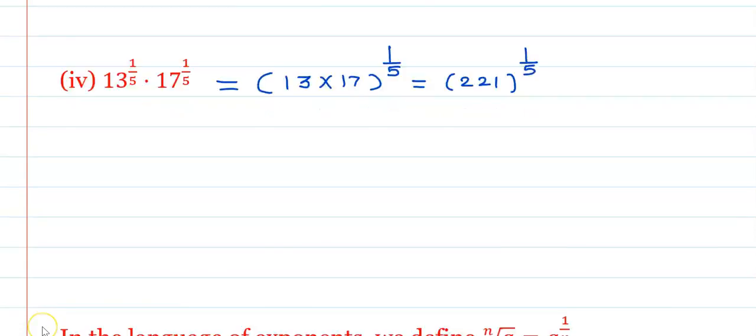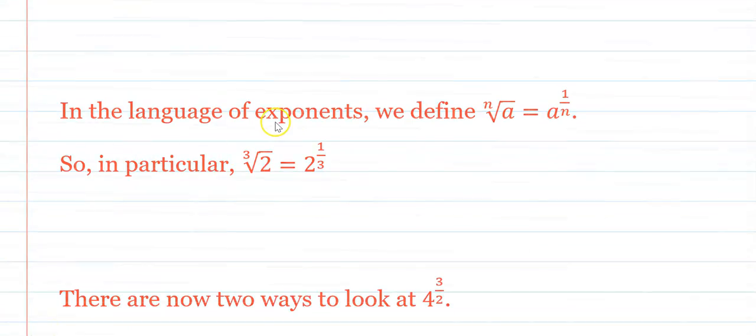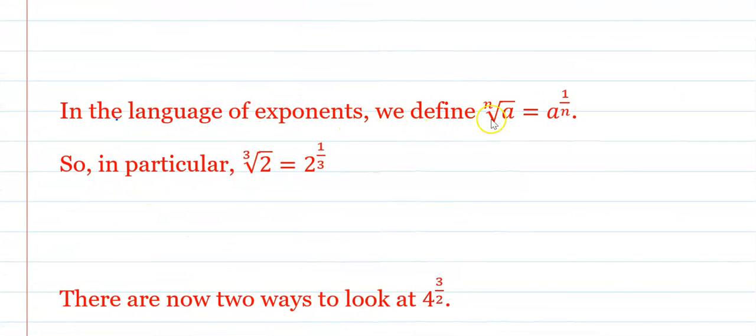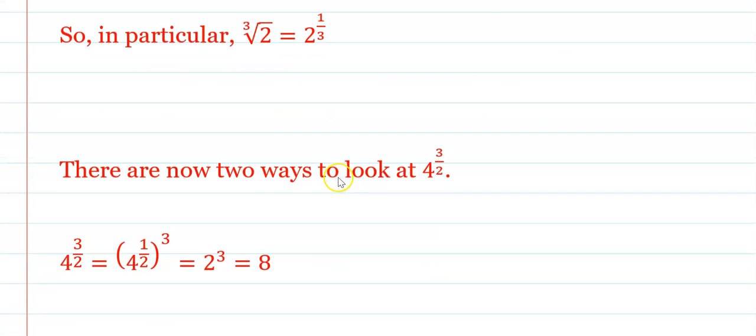Okay. Now the next. In the language of exponent, we define nth root of a, and that's equals to a raised to 1 upon n. So in particular, that is the cube root of 2, and that's equals to 2 raised to 1 upon 3.